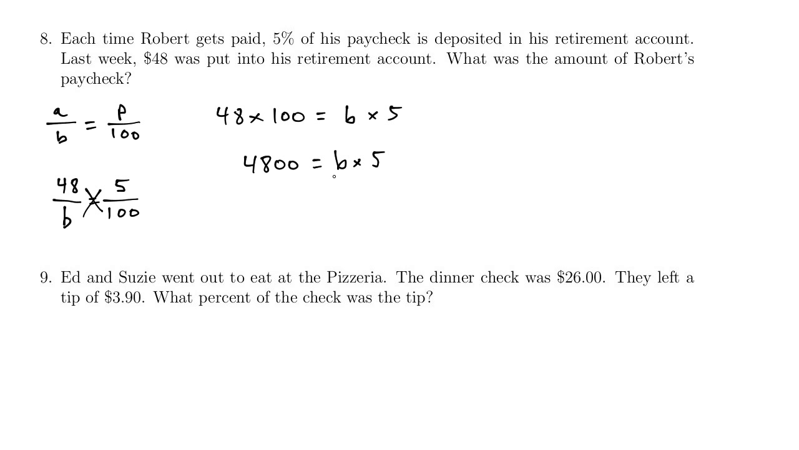Divide by 5. On the right side, the 5s are going to cancel out. On the left side, 4,800 divided by 5 is going to be 960, equals B. So that's the base. So his paycheck is $960.